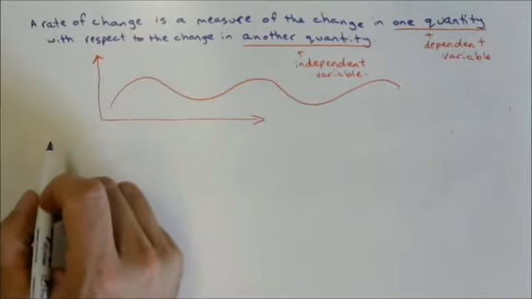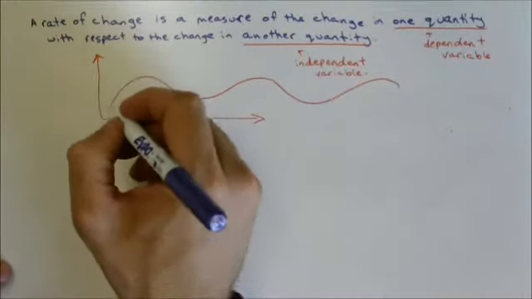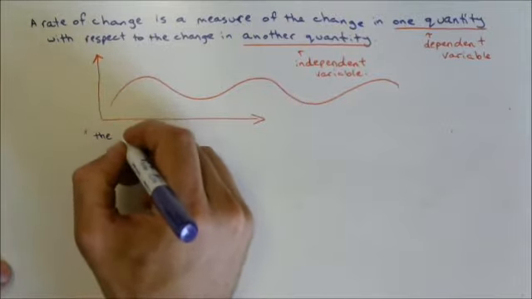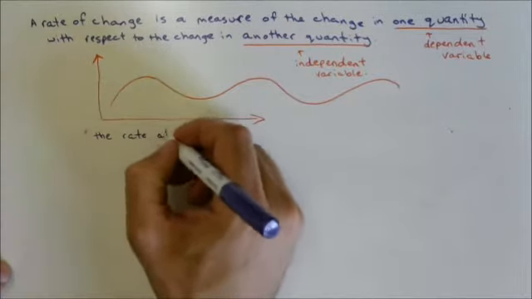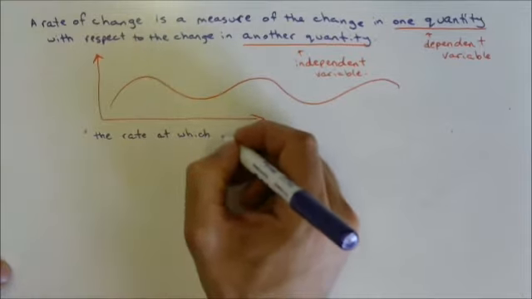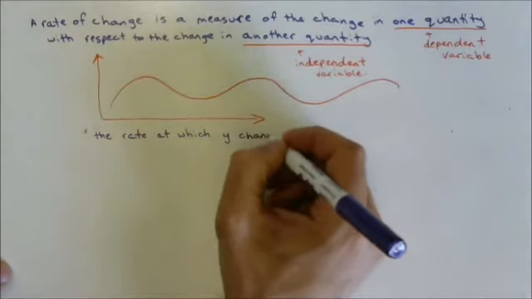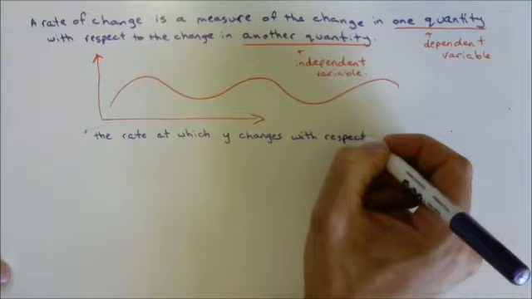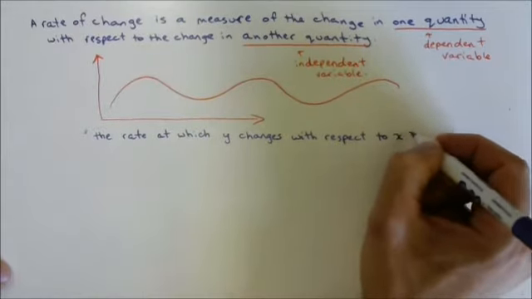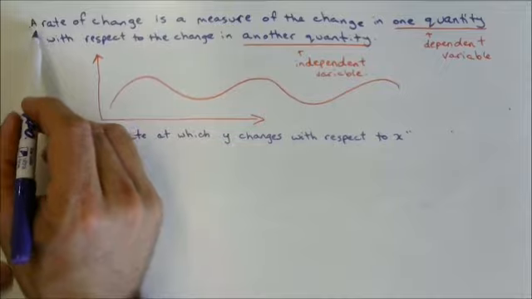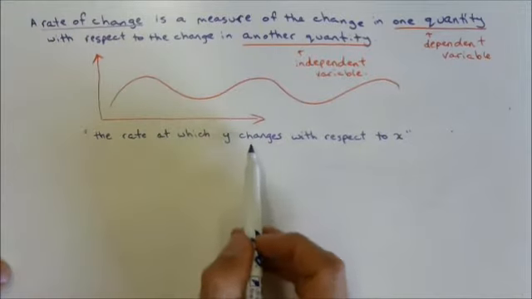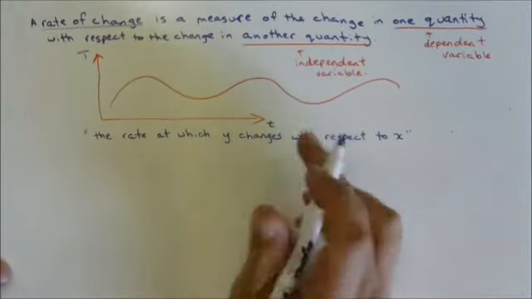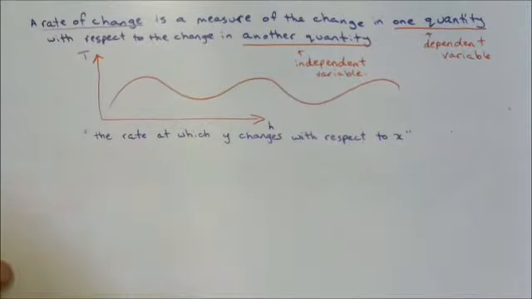This is how we kind of say it. I'm going to leave that drawing there. You can use it or not, it's your choice. The rate at which y changes with respect to x. It's a good way to remember rate of change. The rate at which, in this case, temperature changes with respect to time. Or we could use h for that.